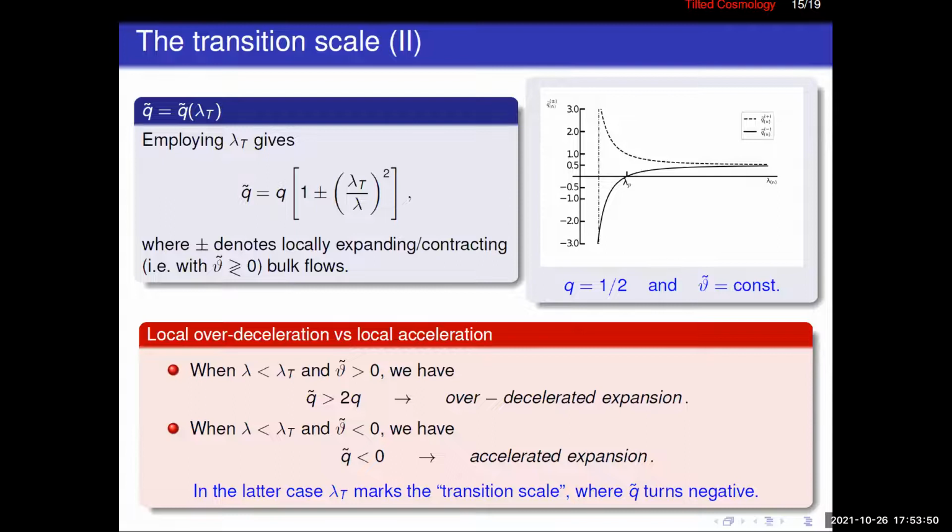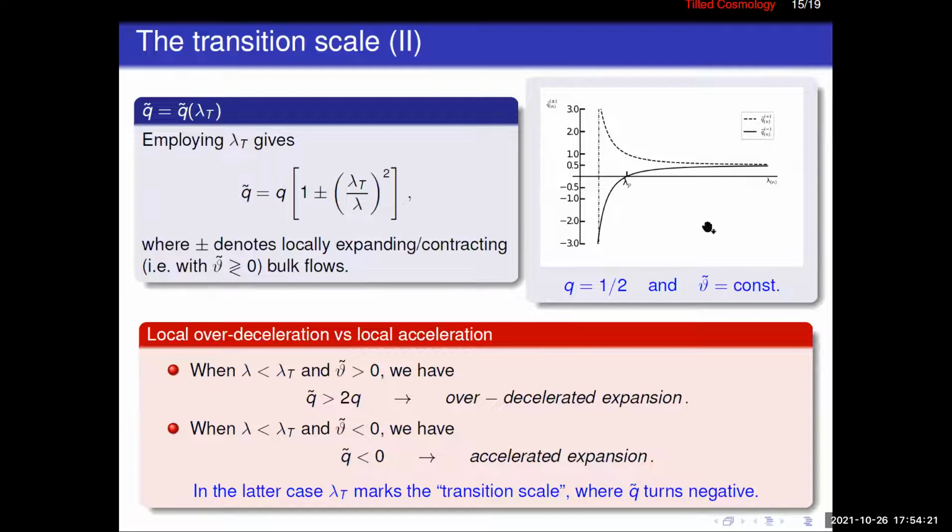And you can see all these things in this simple diagram, where we have simplified things. We have assumed that Q in the Hubble frame is half and that theta, the local volume scalar, is constant throughout the bulk flow. Okay, and this solid line corresponds to a locally contracting bulk flow and the dashed one to an expanding one. And you can see that, and this is the critical length, this should have been a T instead of P.